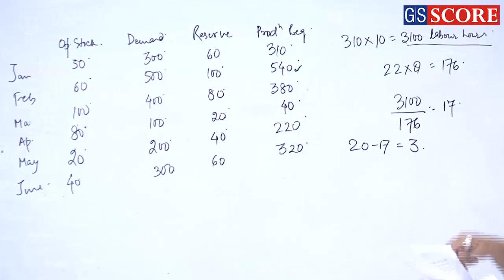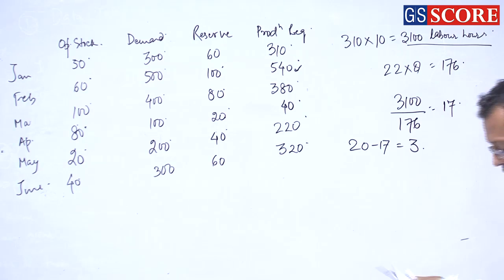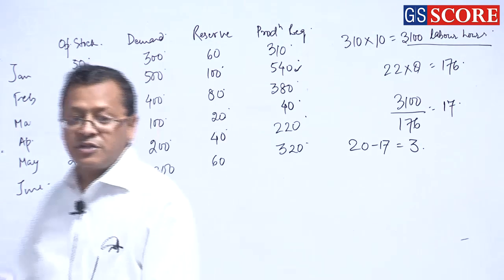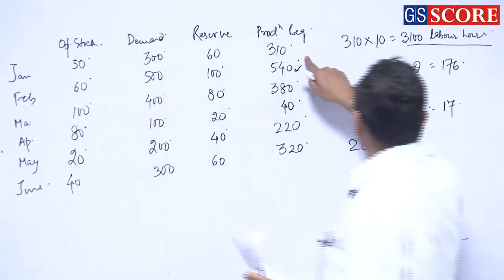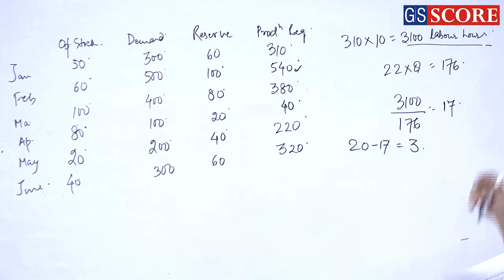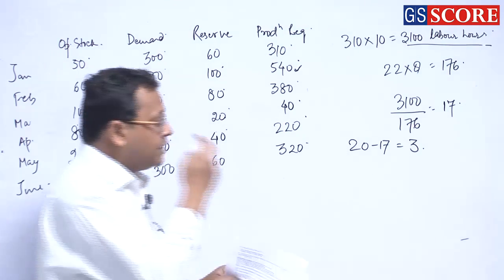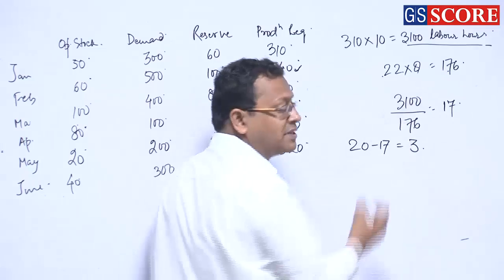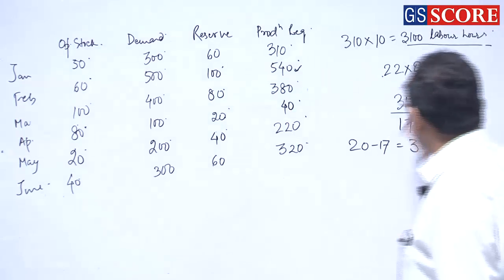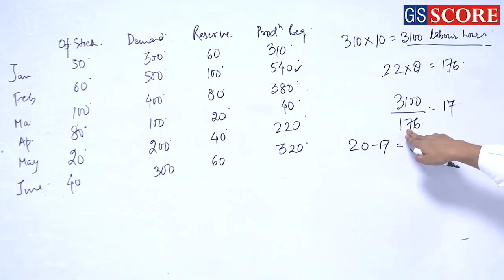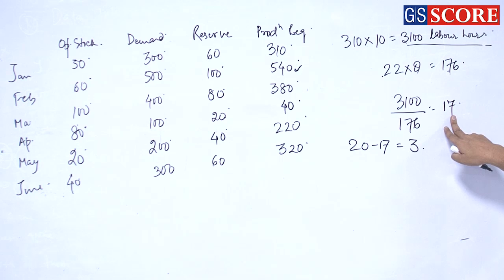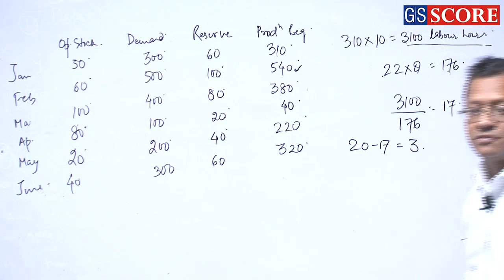So for 310, how many labor hours does it say? 10 labor hours. So 310 into 10 is how much? 3100 labor hours is totally required. Then 22 days per month, and if a worker works 8 labor hours per day, the requirement is 22 into 8, which is how much? 176. So to cover 3100, how many laborers are required? 3100 by 176, that is approximately 17. So 3 workers have to be laid off.